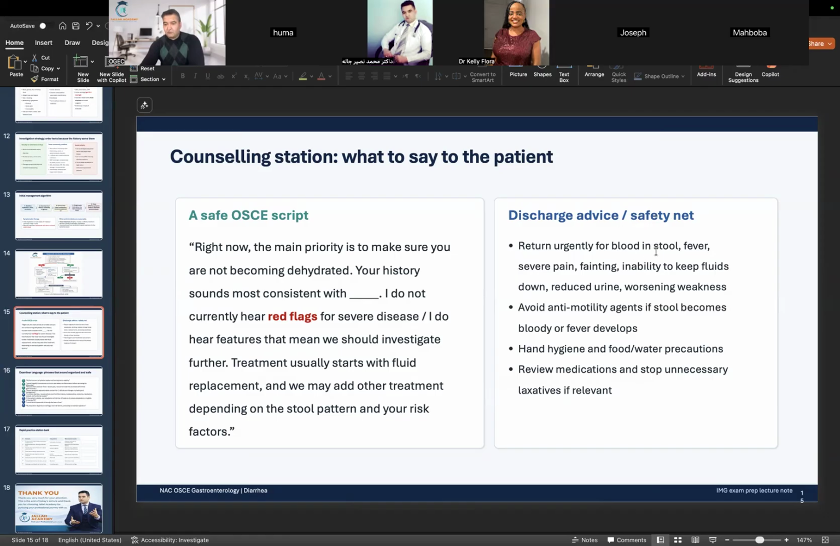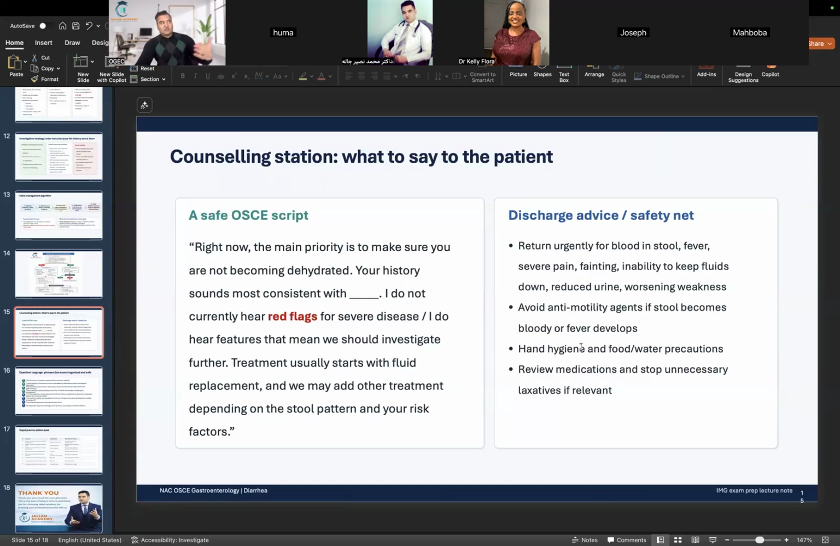Return urgently for blood in the stool, fever, severe pain, fainting, inability to keep fluids down, reduced urine, or worsening weakness. Avoid anti-motility agents if the stool becomes bloody or feverish. For example, you prescribe loperamide, but you have to educate the patient not to take it if you have fever, and not to take it if you see blood in your stool. Okay, so these are part of the consultation.